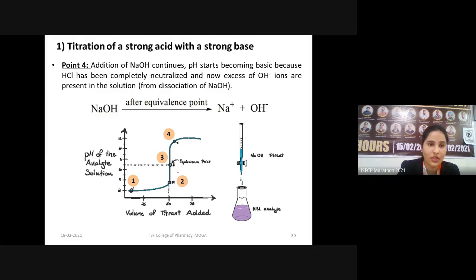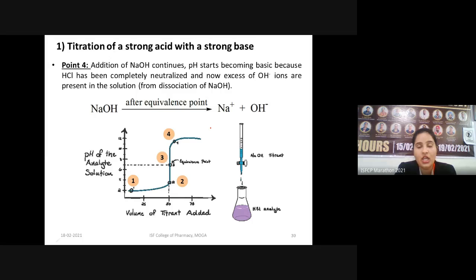The last point is point number 4. What happens at point number 4? On the addition of more sodium hydroxide, the pH will now start increasing. We have already consumed the amount of OH negative ions which were required for the neutralization of the H positive proton ions present in the HCl solution. Now the hydroxyl ions which we are adding are extra and they are just going to increase the pH of the solution. With more introduction of OH negative ions, the pH of the solution will change to basic.